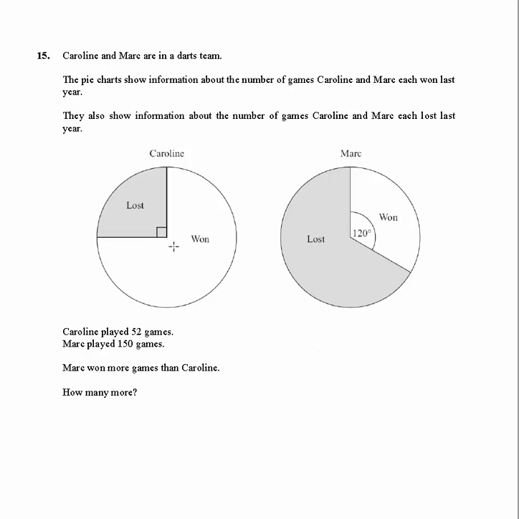Alright? Just in the same way as whatever fraction of the circle this slice is, that's the fraction of the games she lost. Okay, so use this angle to tell you the fraction of the circle that this slice represents, which is also going to be the fraction of 150 that Mark won. So doing that will tell you how many games Caroline won, how many games Mark won, find the difference and say how much more the difference is.